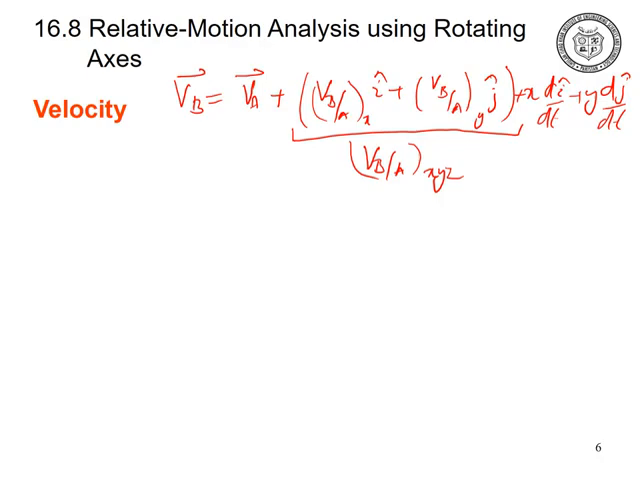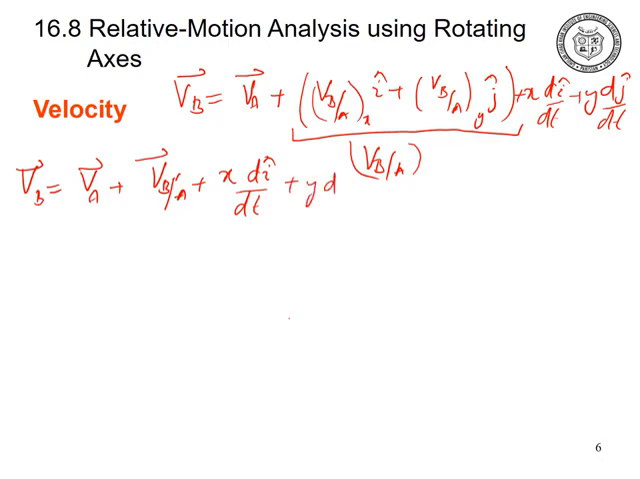Here in this case, as the axes translate only in xy, we can call this xy. You can simply write xy, or if you don't want to write xy, it does not matter. So the above equation becomes v_b equal to v_a plus v_b with respect to a plus x times di over dt plus y times dj over dt. So in this equation we have to find out the time derivative of the unit vector i and the time derivative of the unit vector j.